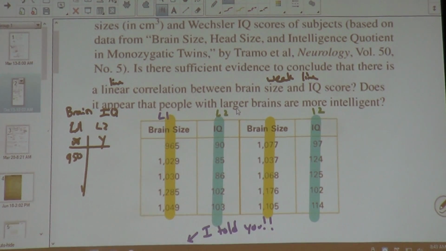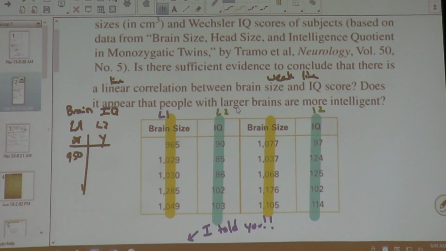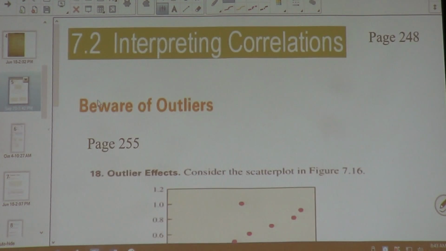So y'all, if you have a big head, should you expect to be more intelligent? No. No, because this is a weak correlation. Y'all with me? Are we feeling better about these? All right, let's go on and look at some more.